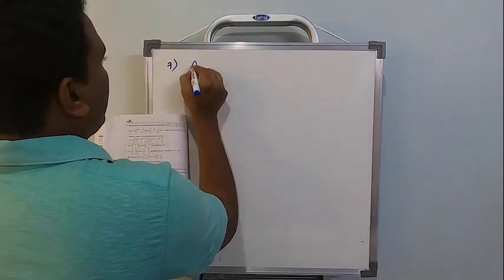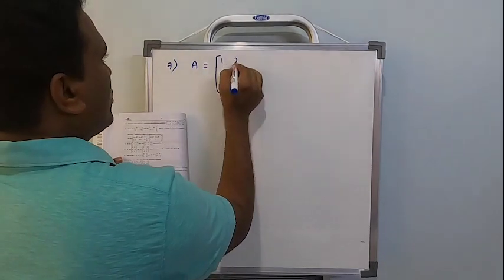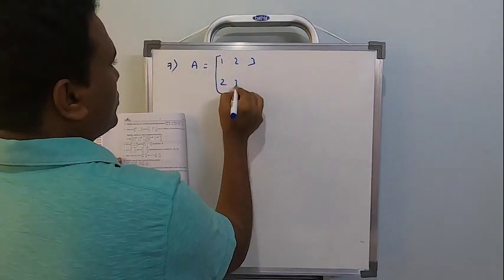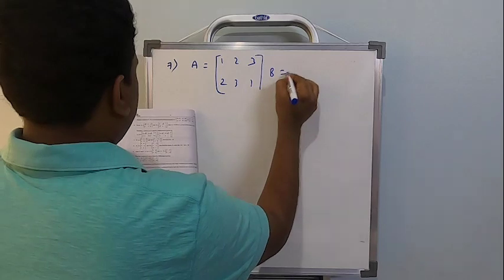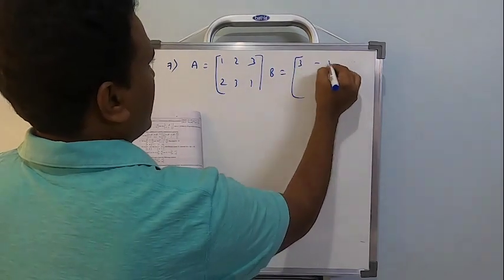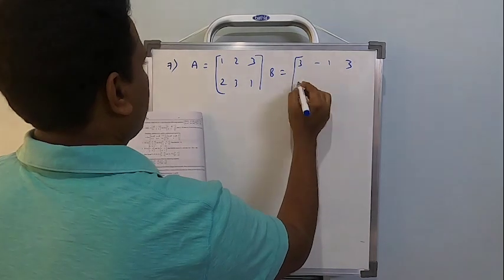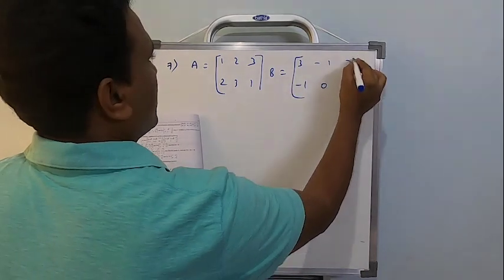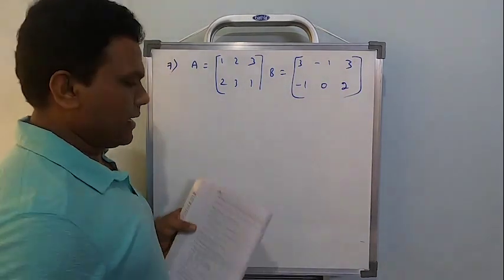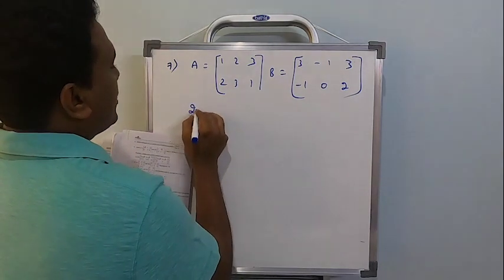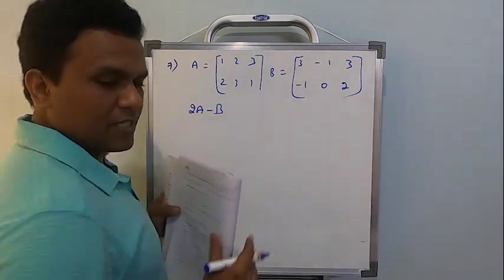In the seventh one, we have matrix A as 1, 2, 3 and 2, 3, 1, and matrix B is 3, minus 1, 3, and minus 1, 0, 2. Given two matrices A and B like this, they are asking you to find out something called 2A minus B.